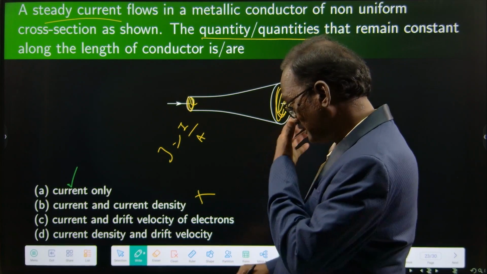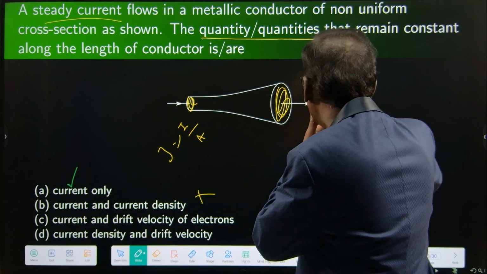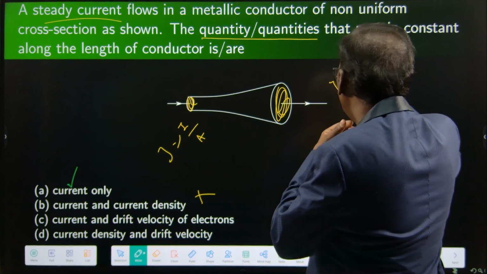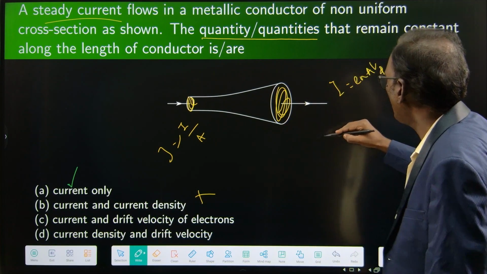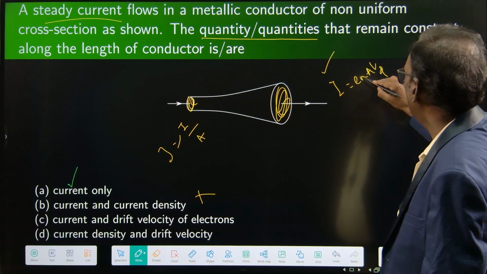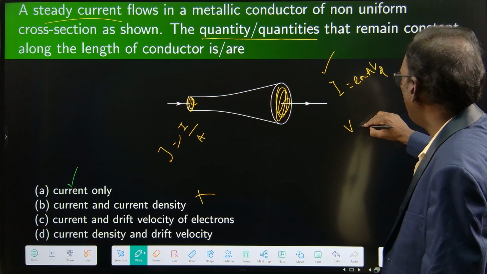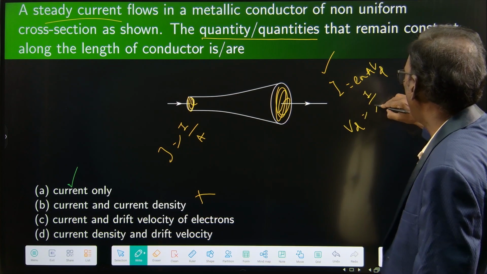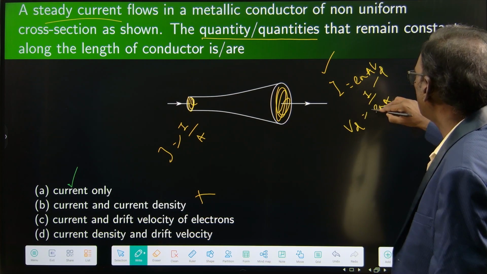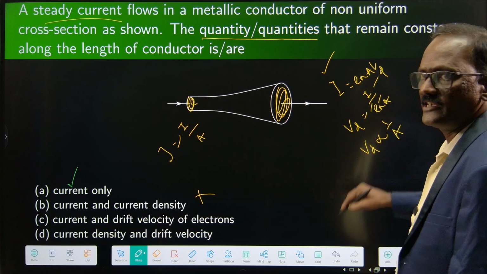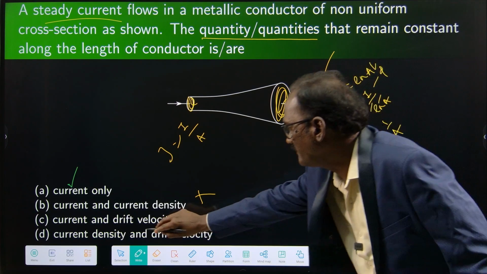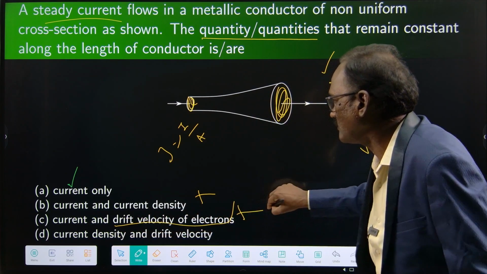Current and drift velocity of electrons. Drift velocity, I is equal to E N A VD. I is constant. So VD is equal to I by ENA. I is constant, E constant, N constant. The VD is proportional to 1 by A. If area of cross section changes, drift velocity will also change. So this is also wrong.